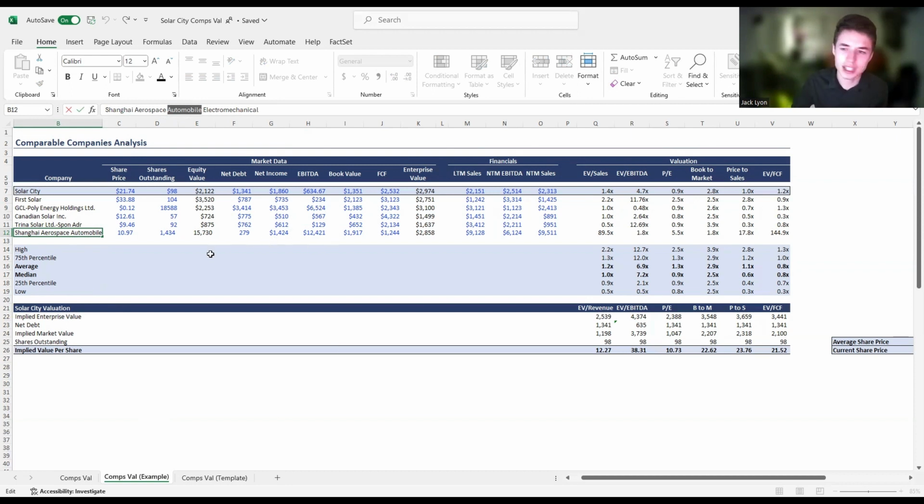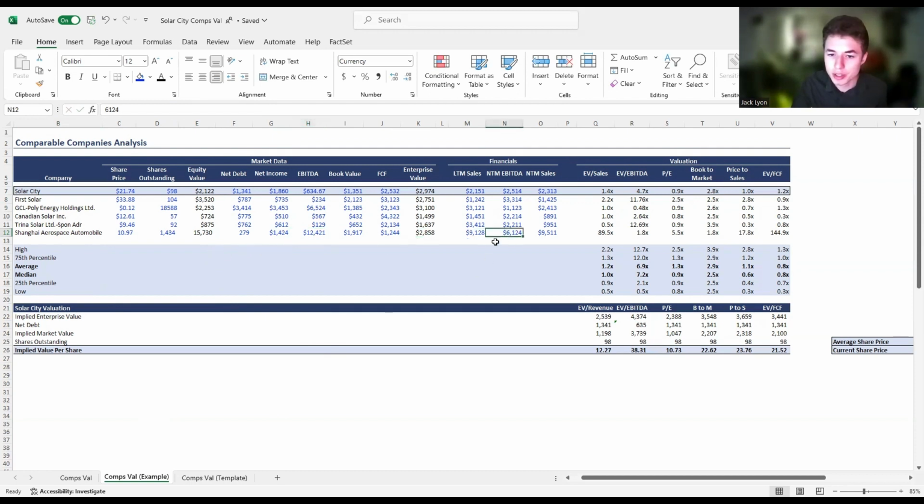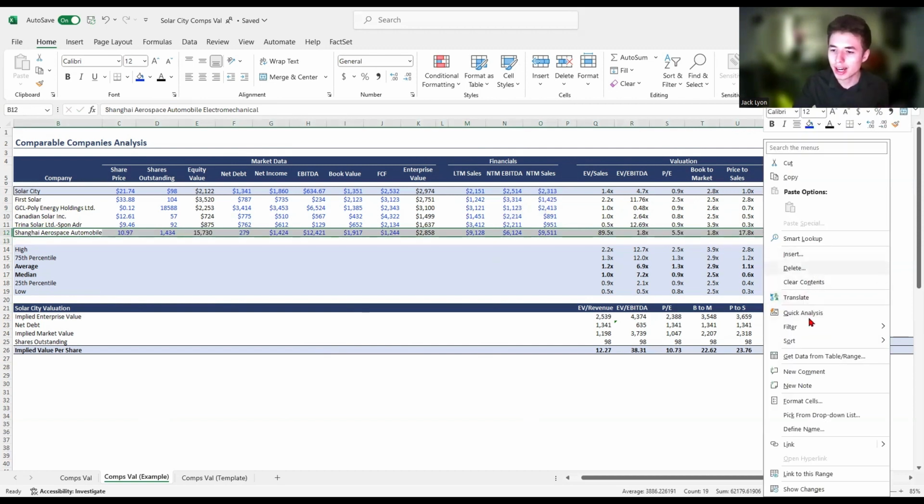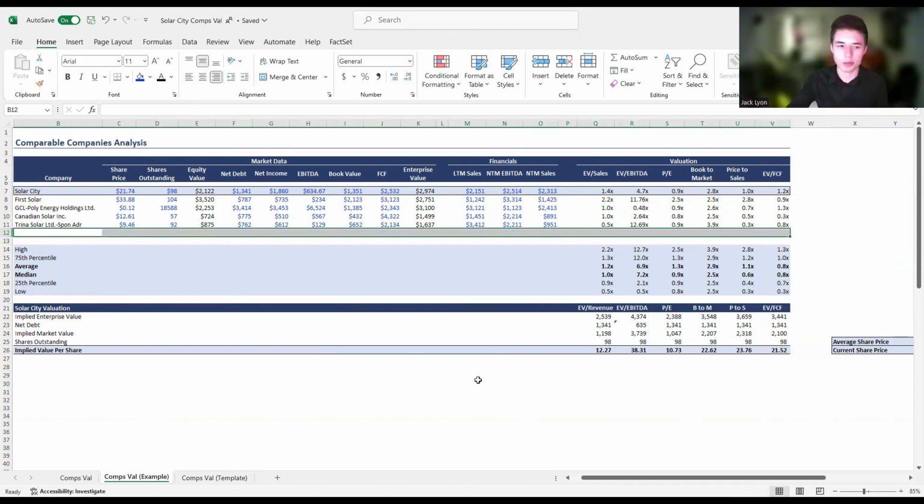Secondly, let's take a look at their financials. Their EBITDA is way higher than the rest of these companies. Next 12 months EBITDA, last 12 months sales, next 12 months sales, all way different than not only the company we selected, but also other firms in the industry. So it's a great idea to just get rid of Shanghai Automobile from your comps valuation. You don't want anything to skew your valuation, so let's get rid of that.